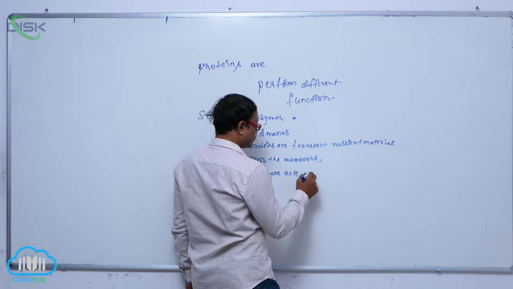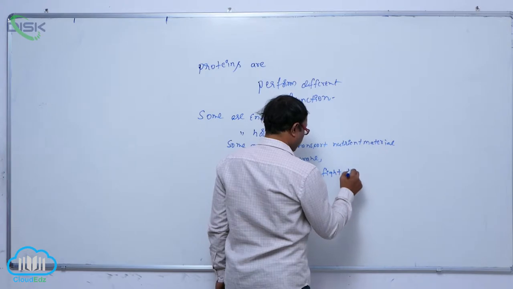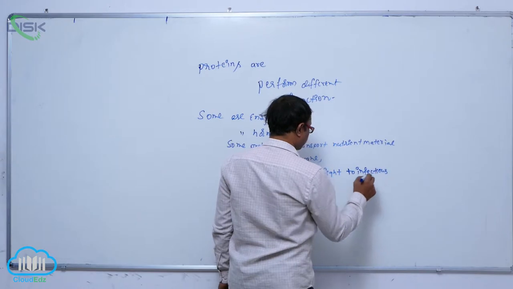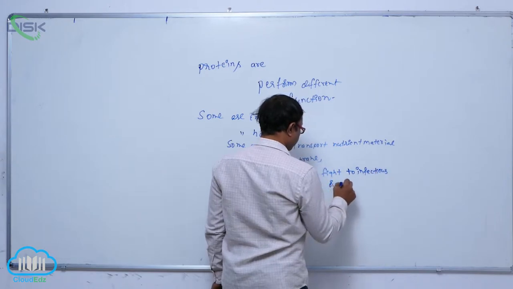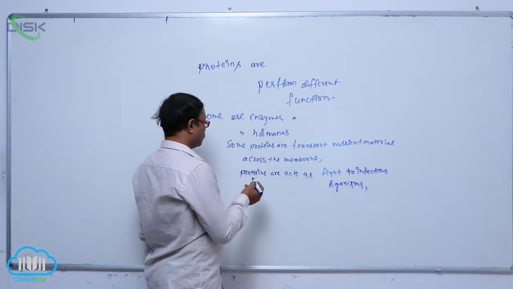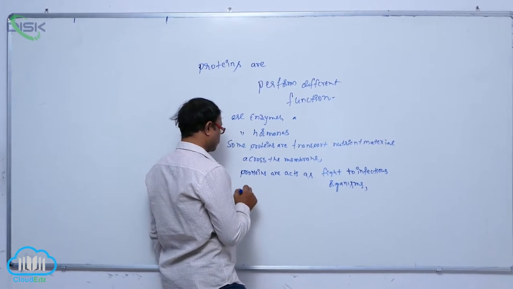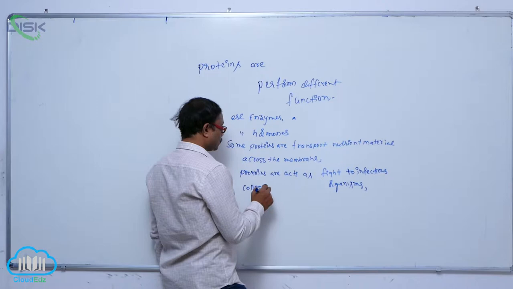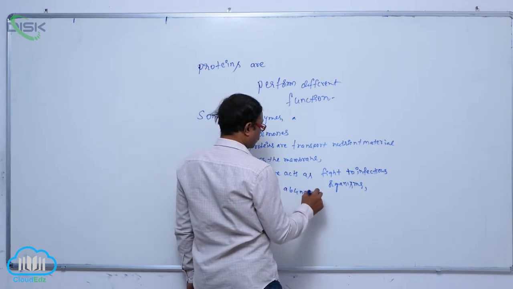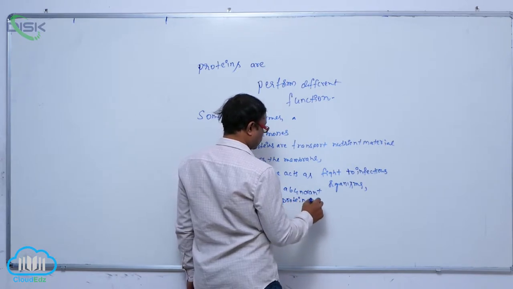Some proteins act to fight infectious organisms. I have also explained that collagen is the abundant protein in the animal world. Collagen is the abundant protein in the animal world.